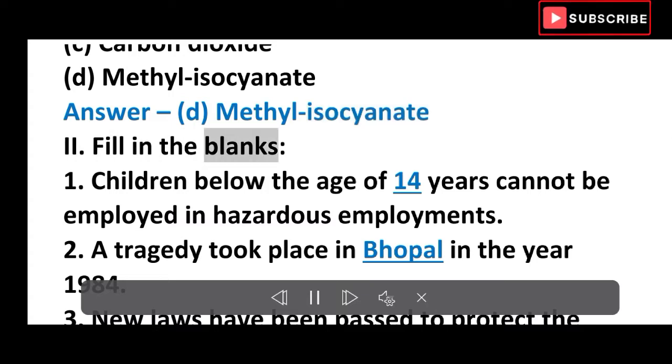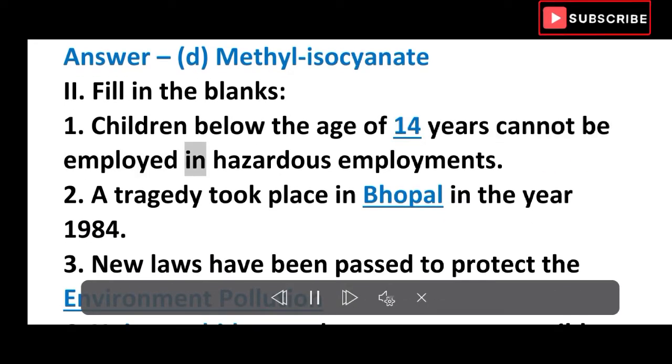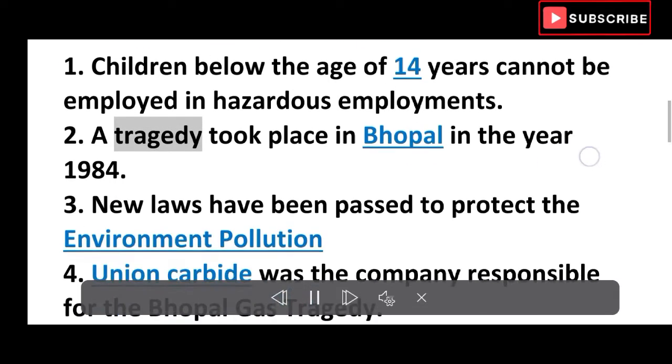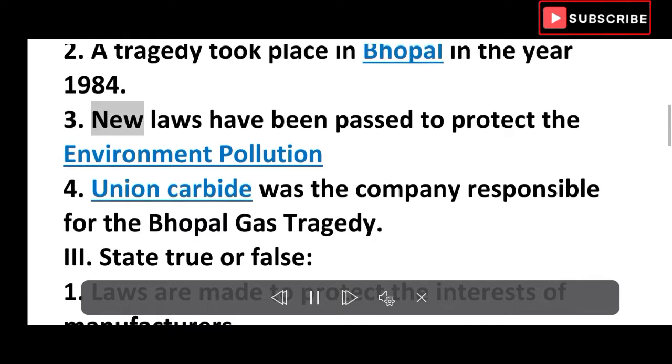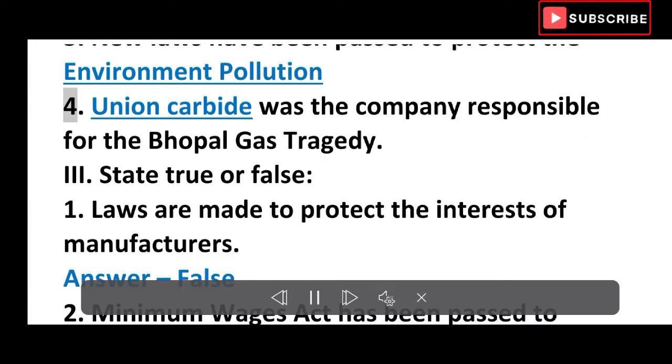2. Fill in the blanks. 1. Children below the age of 14 years cannot be employed in hazardous employments. 2. A tragedy took place in Bhopal in the year 1984. 3. New laws have been passed to protect the environment from pollution. 4. Union Carbide was the company responsible for the Bhopal gas tragedy.